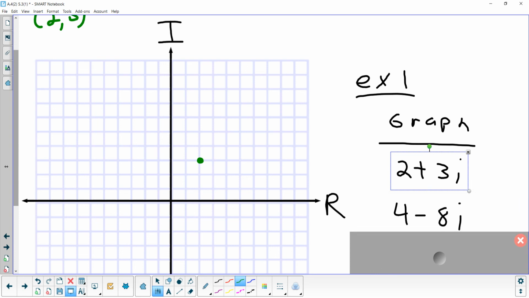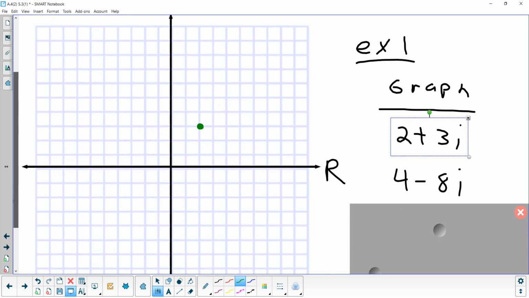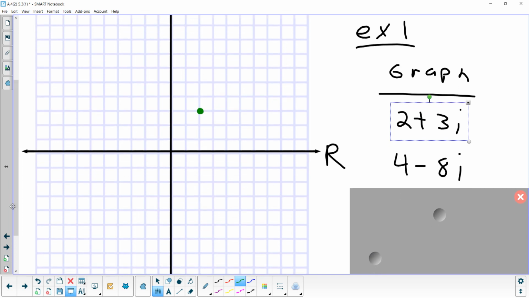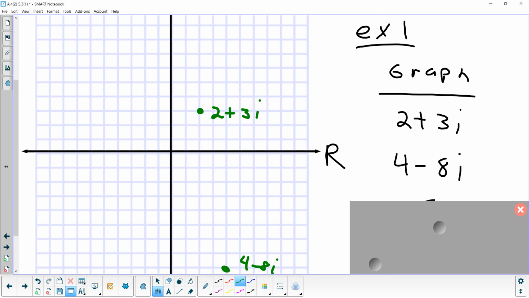How about this one? 4 minus 8i. Anybody tell me, just from the origin, which way do I go to graph 4 minus 8i? Yep. I'm going to go right 4, so I want to go to 4 on the real, and I want to go to negative 8 on the imaginary. 1, 2, 3, 4, 5, 6, 7, 8. It's 4 minus 8i. Right?